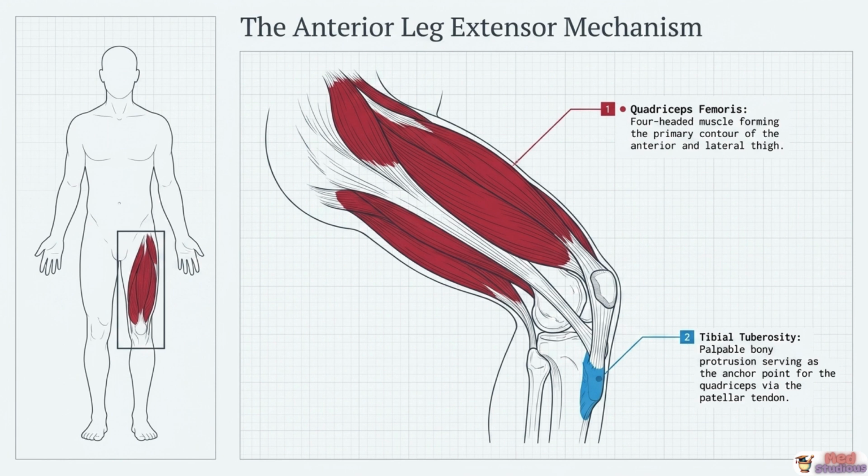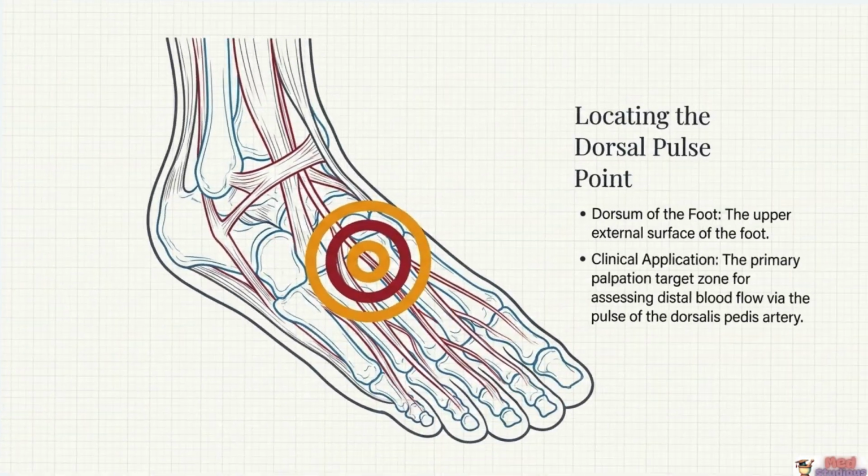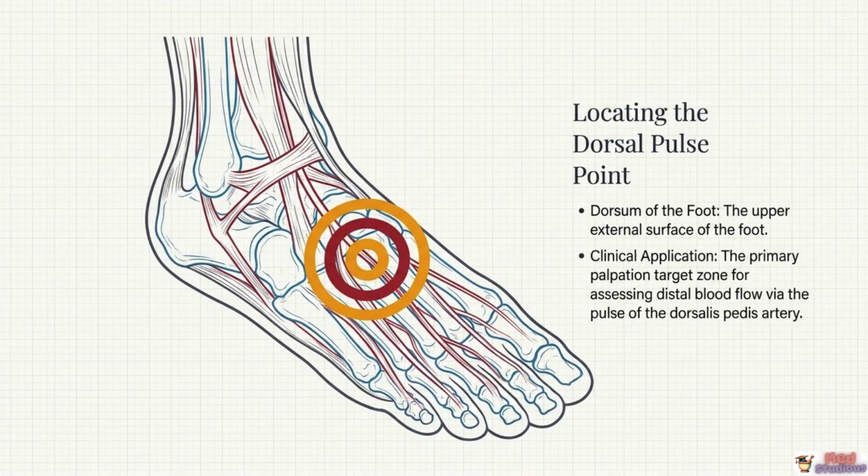The quadriceps tendon attaches to the patella, and the patellar tendon then anchors the patella to the tibial tuberosity, a palpable bony protrusion on the anterior surface of the upper tibia, just below the knee. The tibial tuberosity serves as the final anchor point for the entire quadriceps mechanism. In adolescence, repetitive traction stress at this point causes Osgood-Schlatter disease, a painful condition presenting as a tender, enlarged bump just below the kneecap.